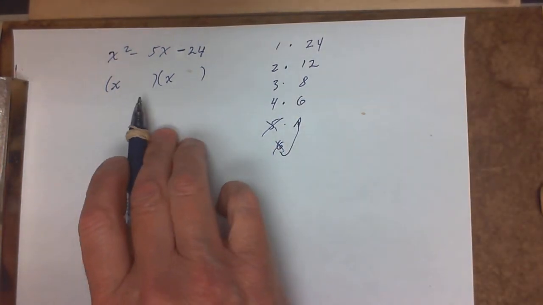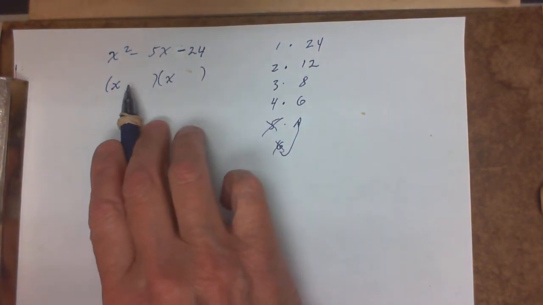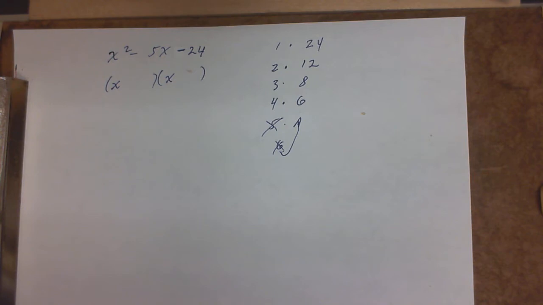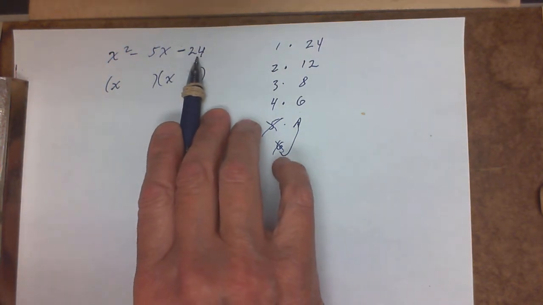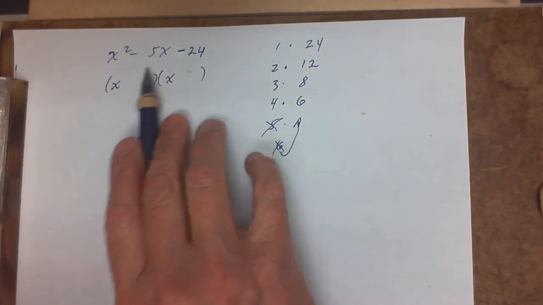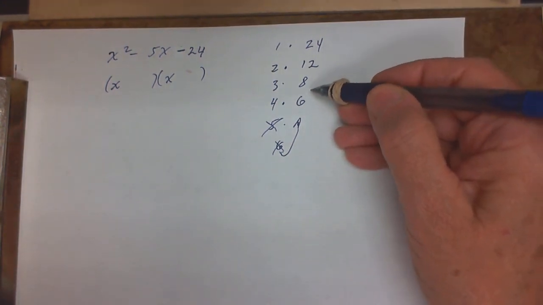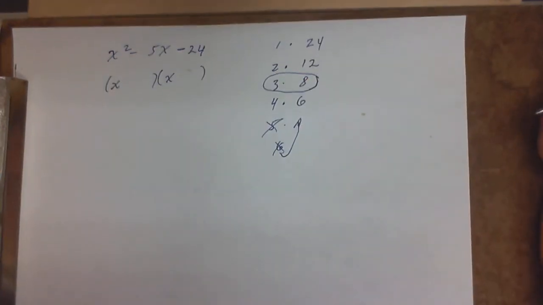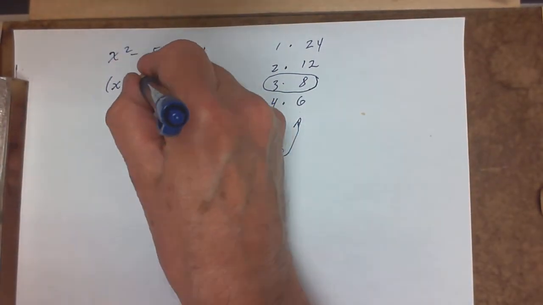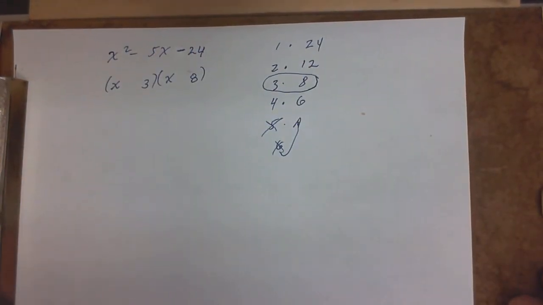Now, when you do the outside-inside, because this is a negative, one has to be a positive, one has to be a negative. And so what we are looking for is the factor pairs of 24 that will give you a difference of 5. So here's a difference of 23, 10, 5, and 2. So 3 and 8 are going to be the numbers that we use here, and it doesn't matter if they're reversed.